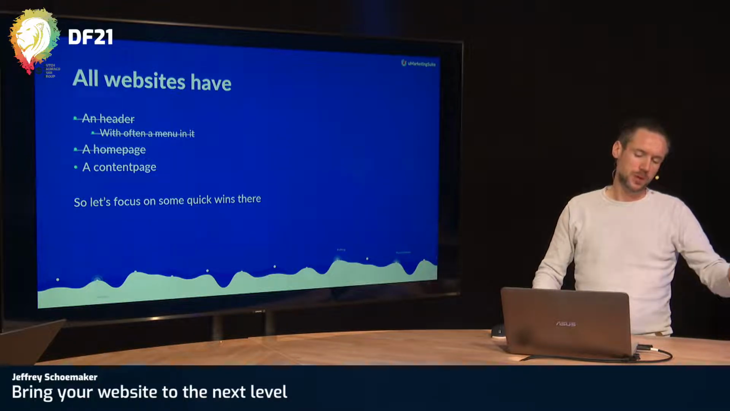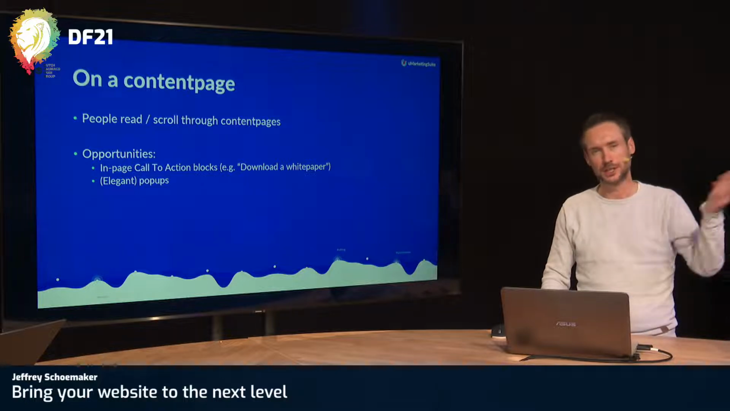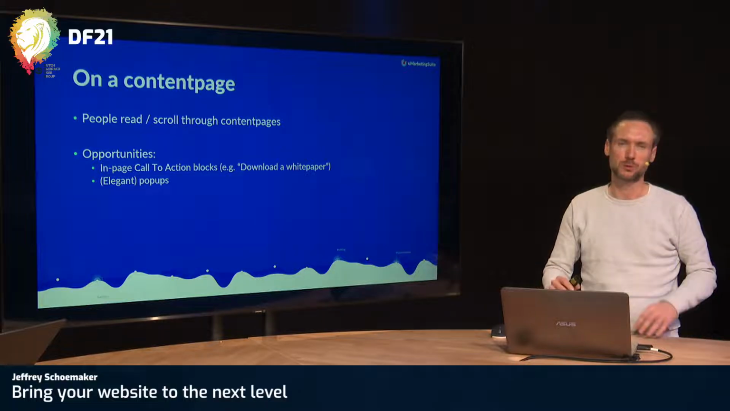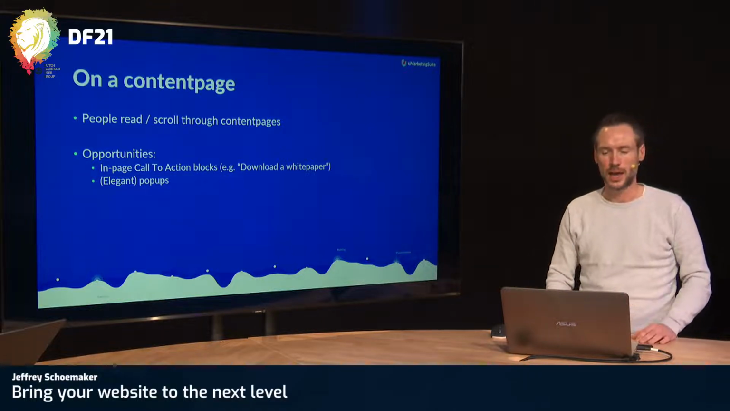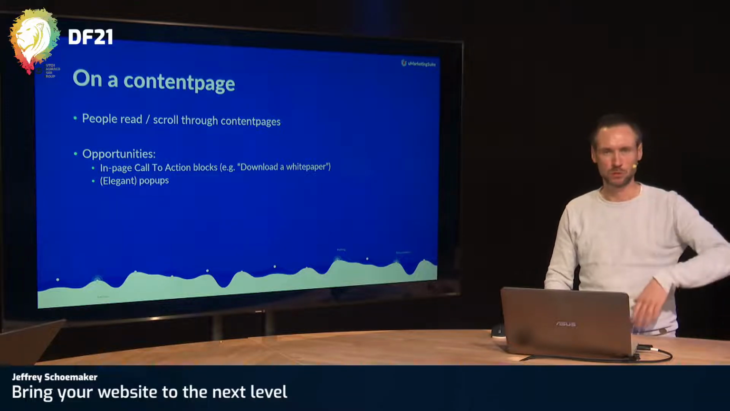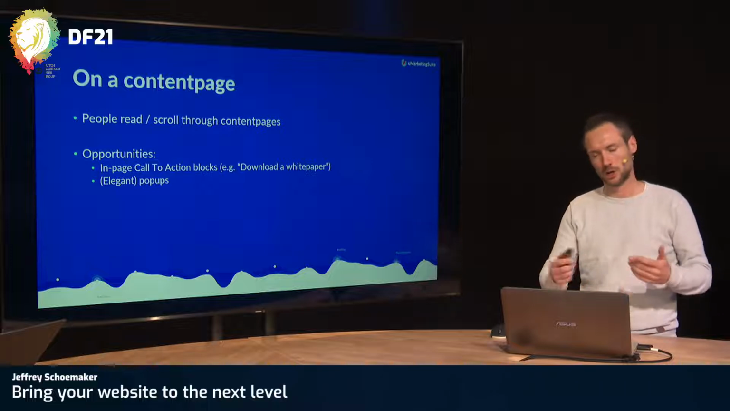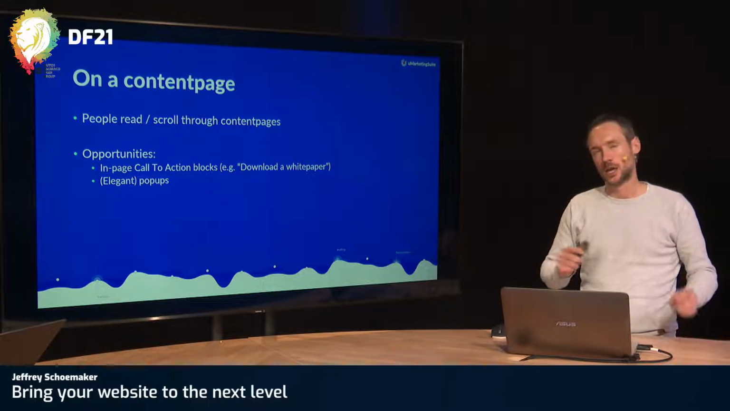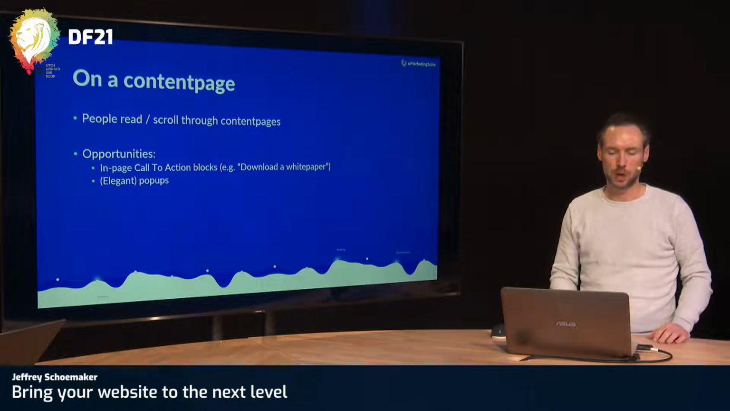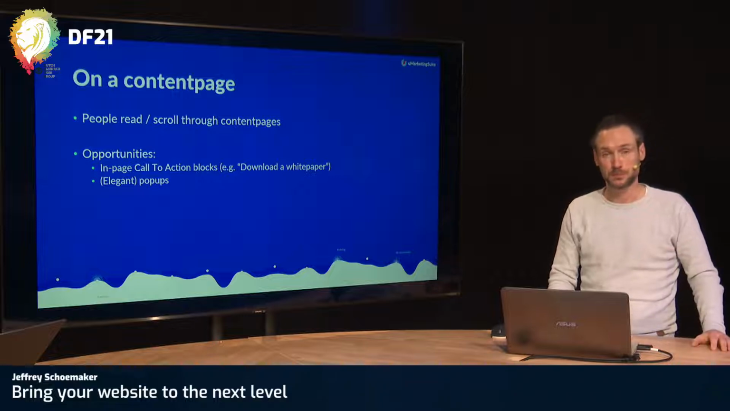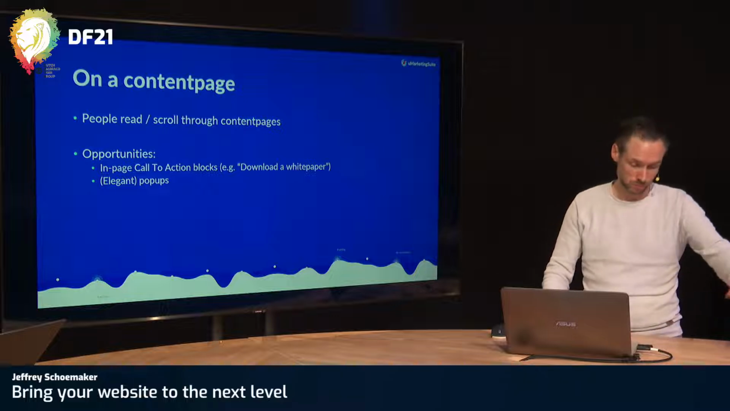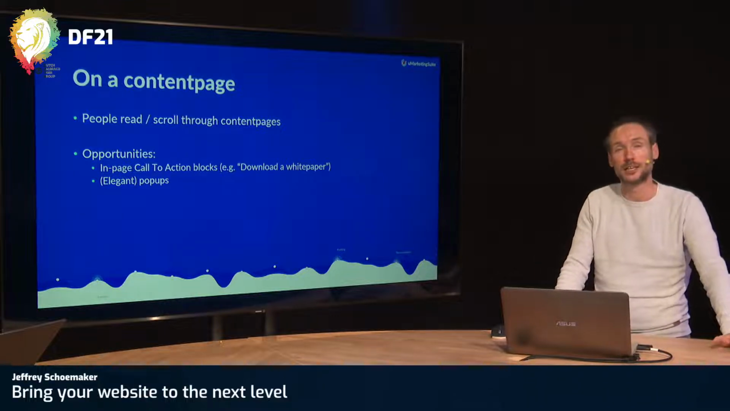And finally, all websites have a content page, and people don't read anymore. We see that a lot when we're experimenting with sitting side by side with our editors or just random people to see how they look at content pages. People scroll, look at the titles, and then go on and look at the pictures, something like that. And what you can do by optimizing it is creating in-page call to action blocks. Like, for example, download a white paper or get a white paper or something like that.